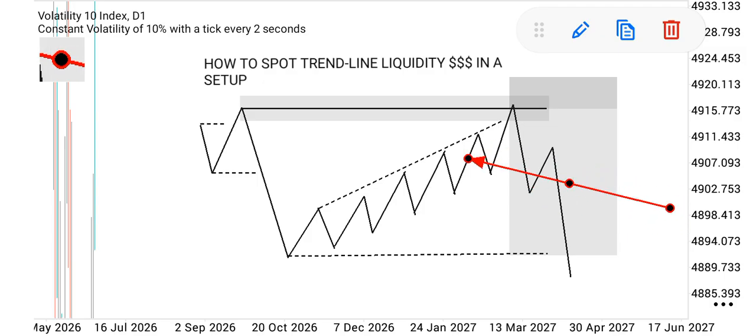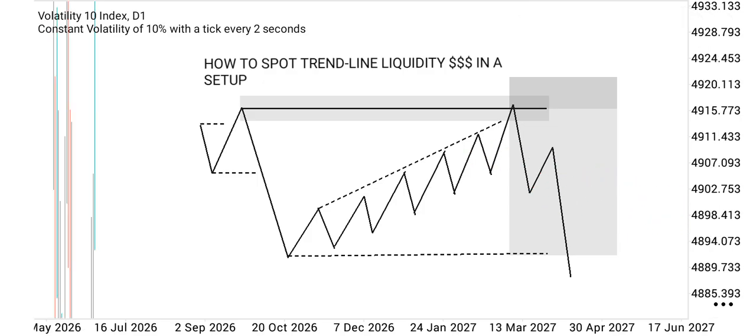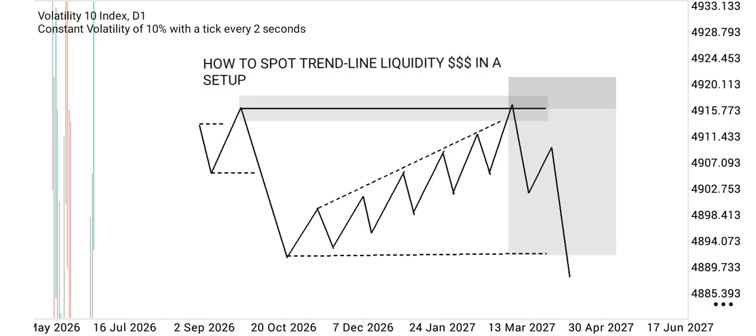So that is how we spot our trend line liquidity, both for uptrend and downtrend, and make necessary decisions with it.